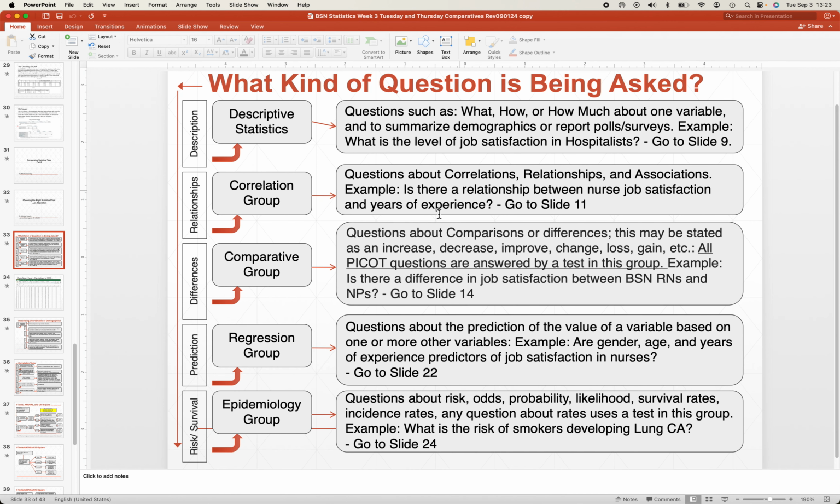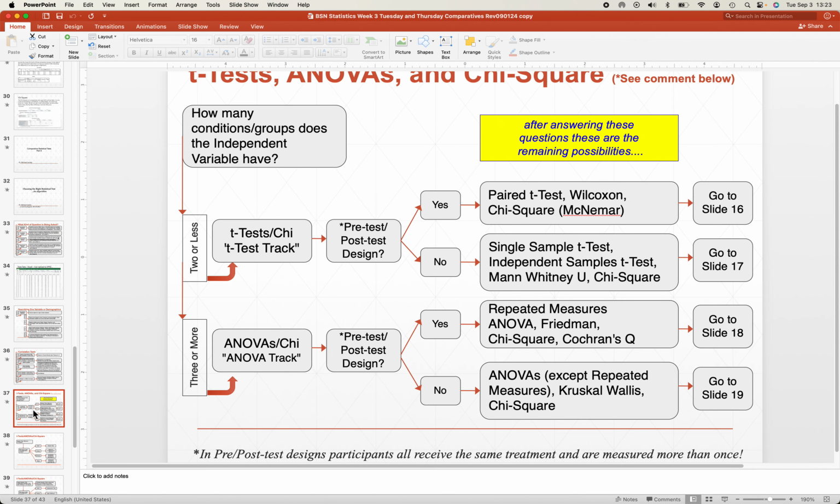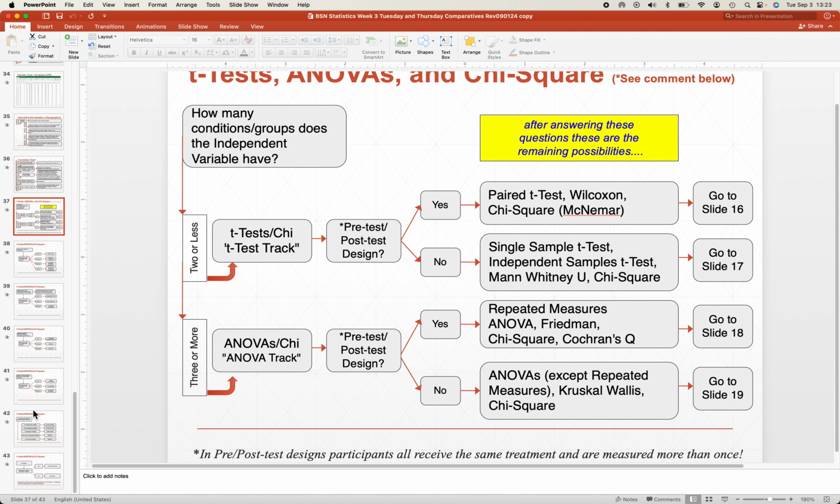When we're deciding what kind of question we're being asked, if we do indeed decide that it's a comparative type question, we're directed to slide 14. And this is where slide 14 begins. And before the end of the class, I will share the completed algorithm with you as a resource that you can use. I would not expect you to memorize this, but just to understand some of the basics of it. For example, that we need scale data to run a t-test or an ANOVA. If we have ordinal data, we have to run a different kind of test, that kind of thing.